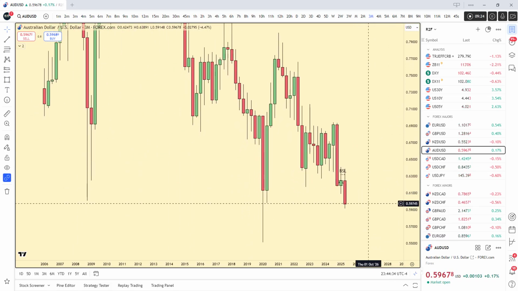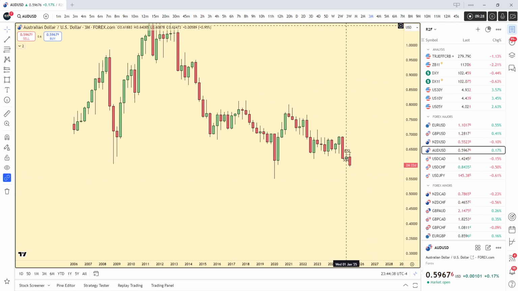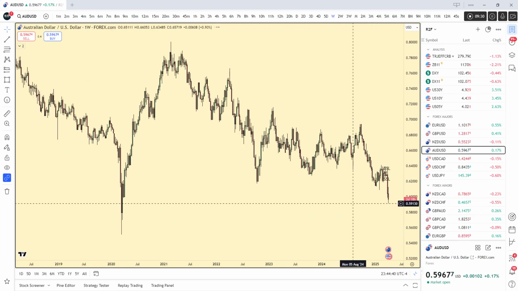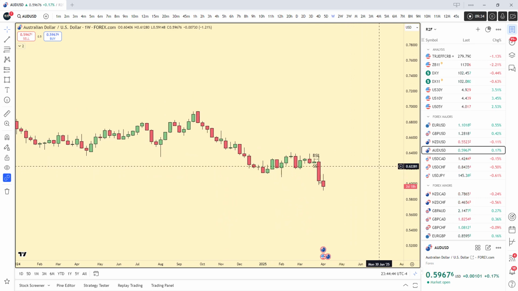Australian dollar is very closely correlated. There's nothing to the left, so I can't say too much about it. Yeah, so we just have to see and watch for a change in candles.